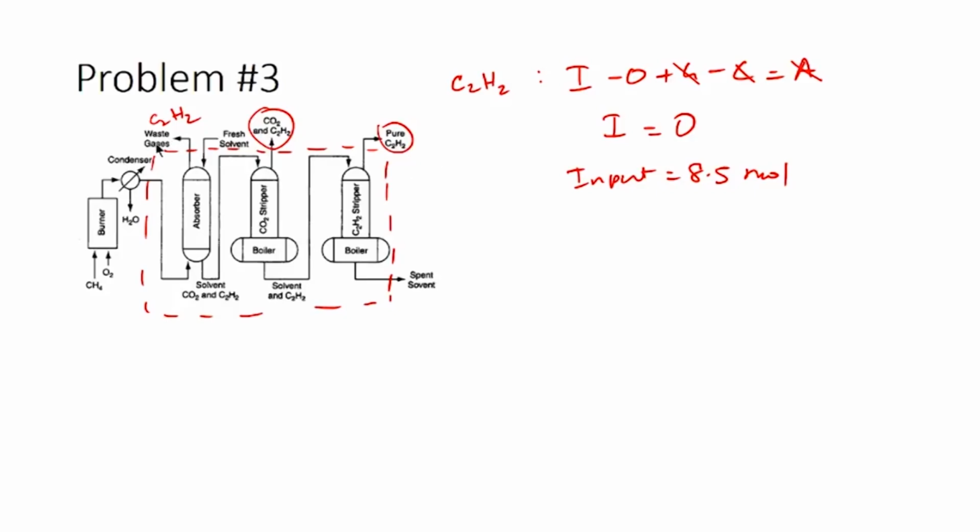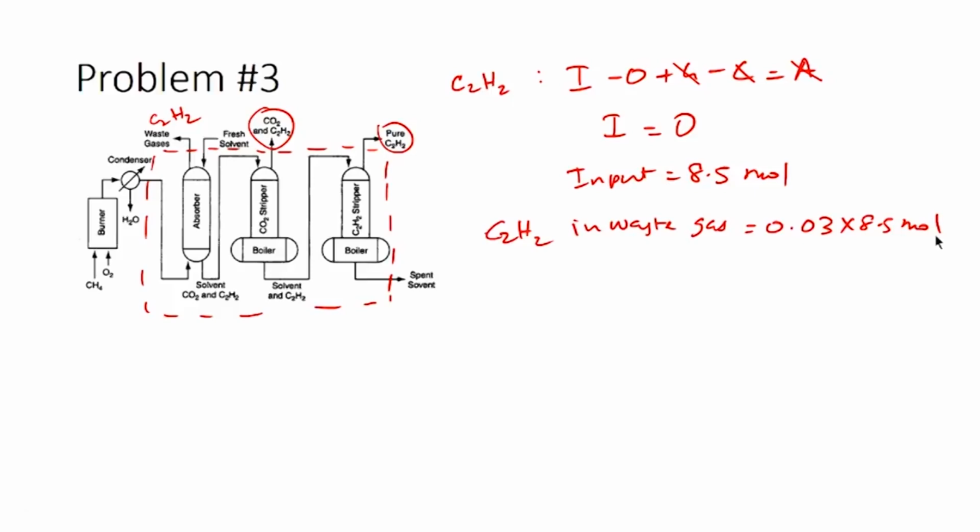This waste gas has 3% of acetylene and 97% of acetylene leaves along with the solvent. This has been given to us in the problem. So, this means acetylene in waste gas, C2H2 in waste gas, would be equal to 0.03 times 8.5 moles. So, this would be the first exit stream.